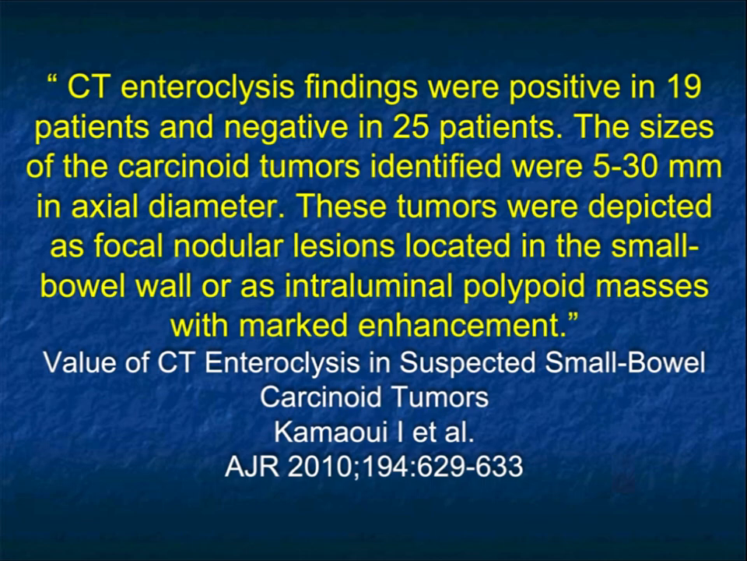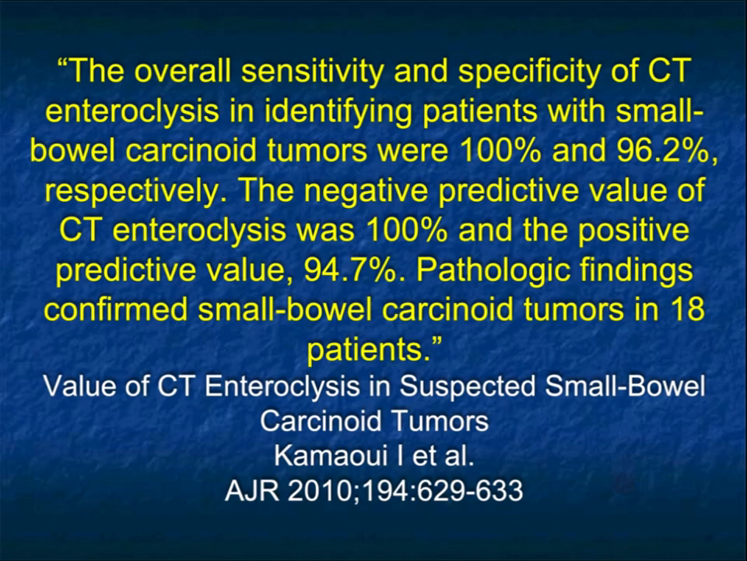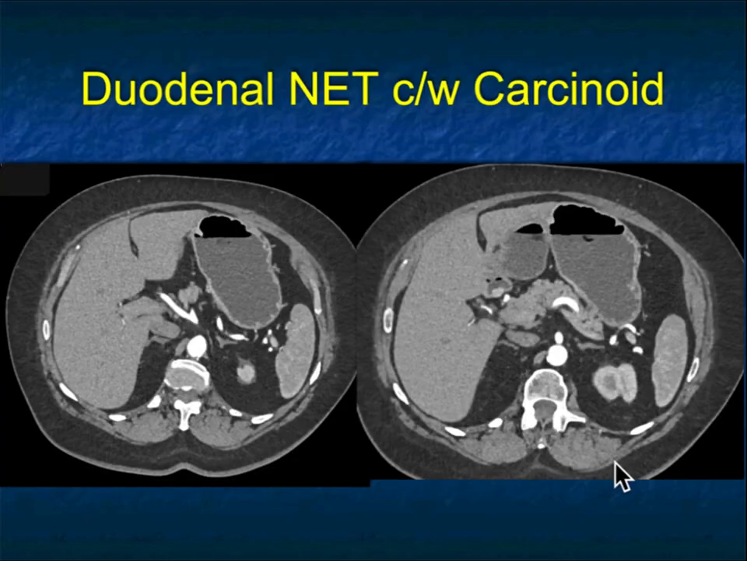Now, people have written some articles, like this Kamawi article, looking at how good CT enterocolitis can be for looking at small carcinoid tumors. The overall sensitivity and specificity were 100% and 96.2% respectively. Negative predictive value of CT enterocolitis was 100%, positive predictive value 94.7%. So I'm not sure we can do that well, but it does make the point that if you do a quality study, your accuracy is going to be very high. Some examples. Now here are the ones that are commonly missed.